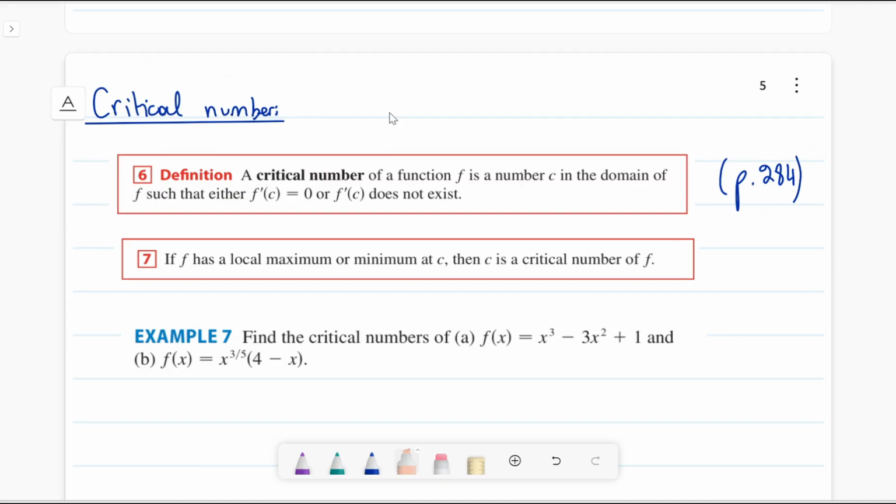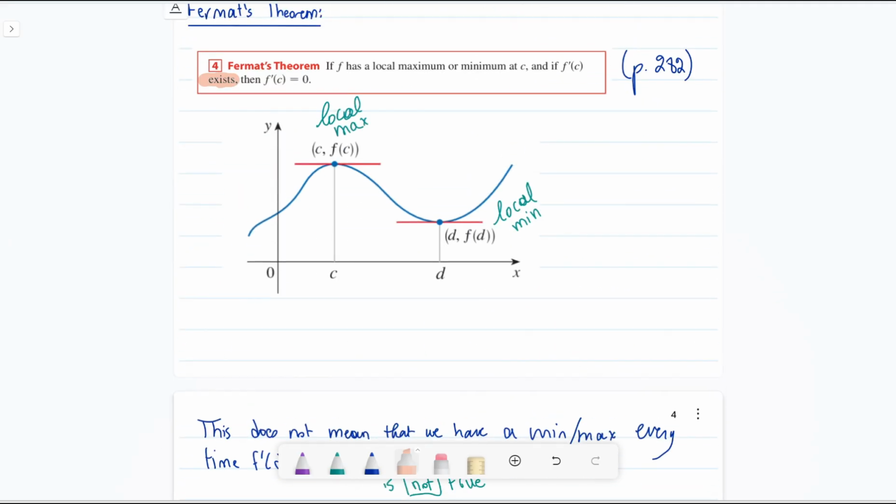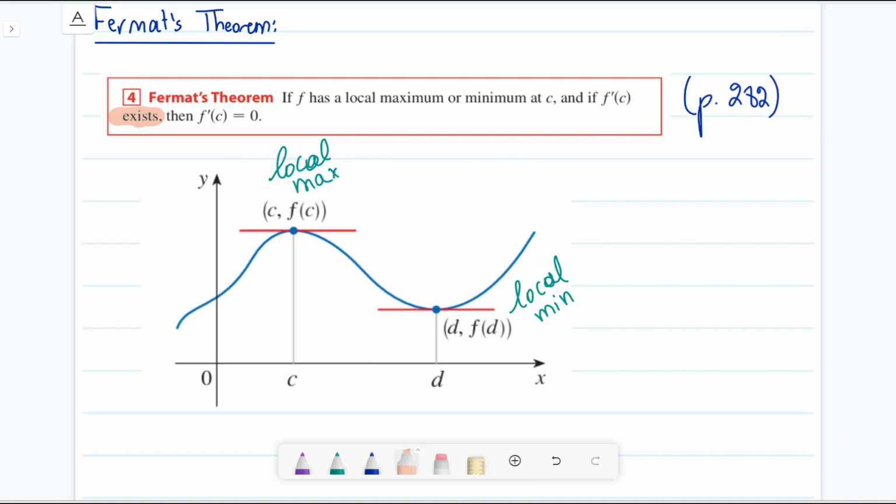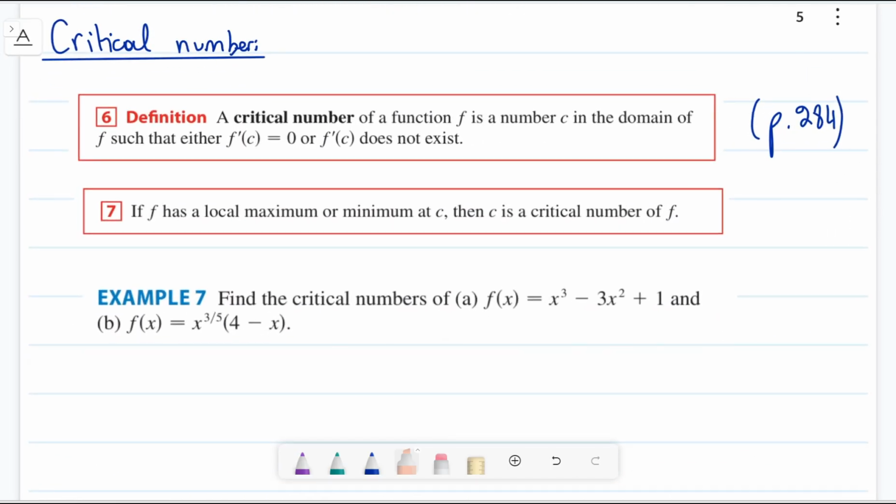Now, what is a critical number? Let's look at the definition. A critical number of a function f is a number c in the domain of f such that either the derivative at point c is equal to 0 or the derivative at c does not exist. So I just wanted to link this definition to what we were doing earlier. Earlier we said that if we have a local maximum or minimum, then the derivative at the point c is 0. This means if we have a local maximum or minimum at c, then c is also a critical number.